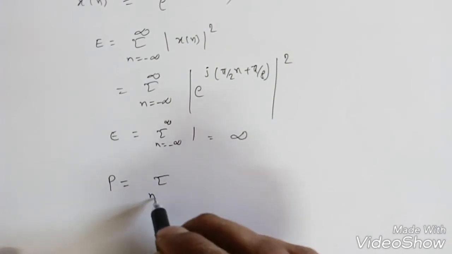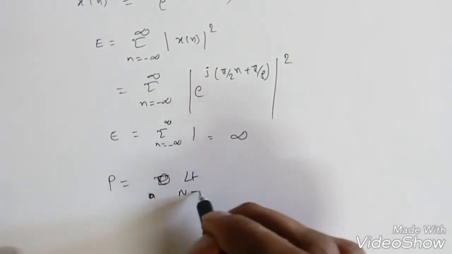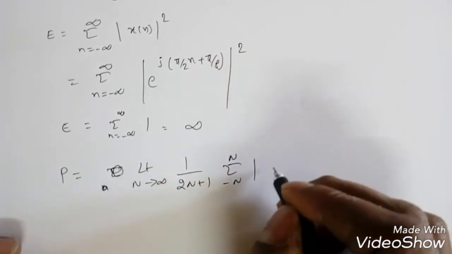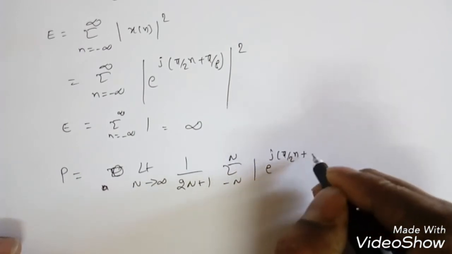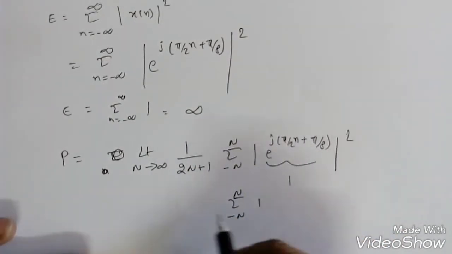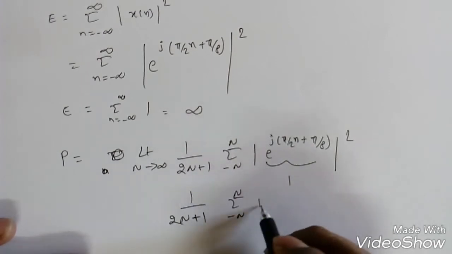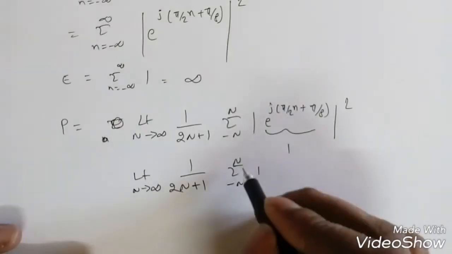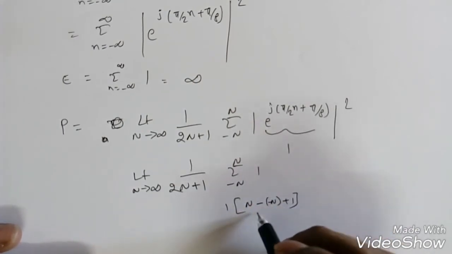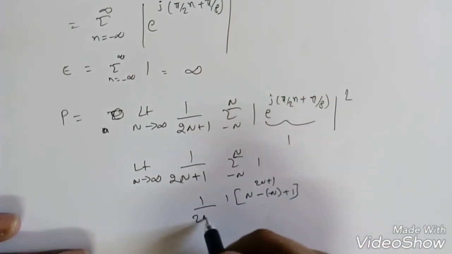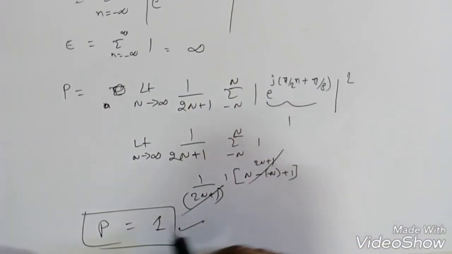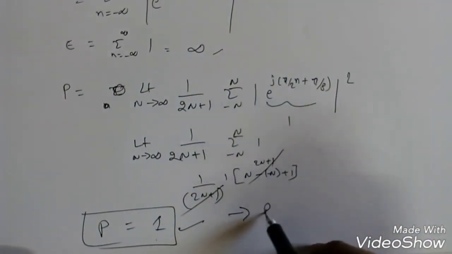If I find power, limit n tends to infinity 1 by 2n plus 1, sigma minus n to n mod e power j pi by 2n plus pi by 8 square. Again, mod will give 1. So we know the formula of sum from minus n to n of a constant: upper limit minus lower limit plus 1, so it's nothing but 2n plus 1. So 2n plus 1 by 2n plus 1 cancels, and we get power is 1. So power is finite, but energy is infinite. So this is a power signal.